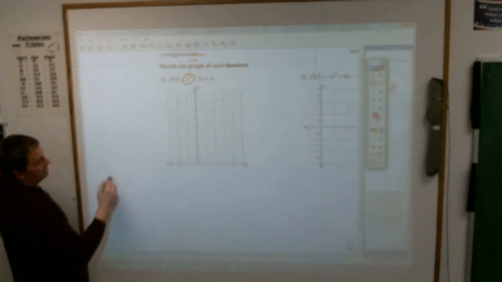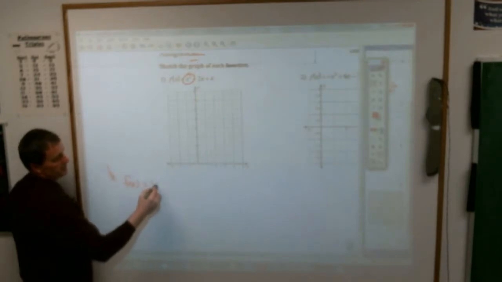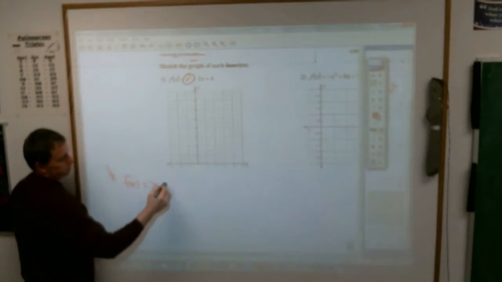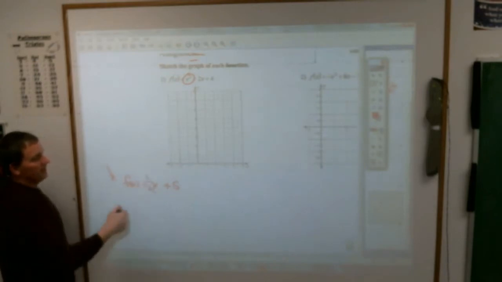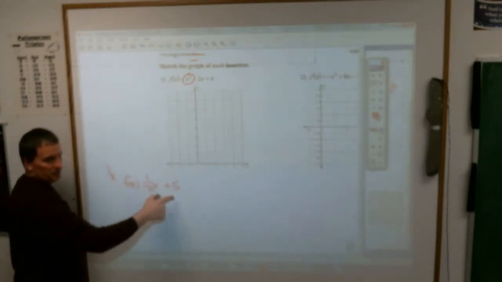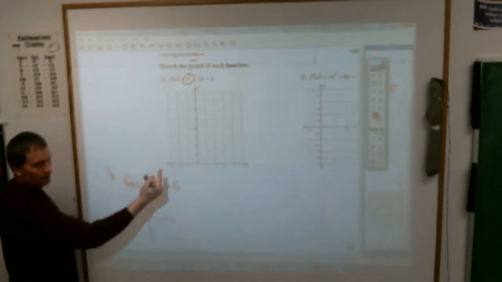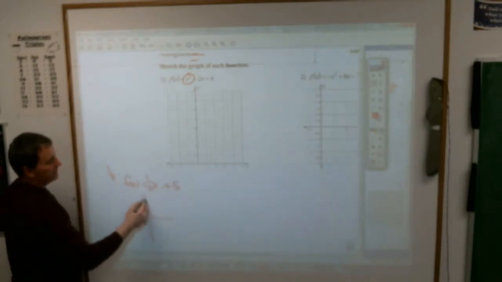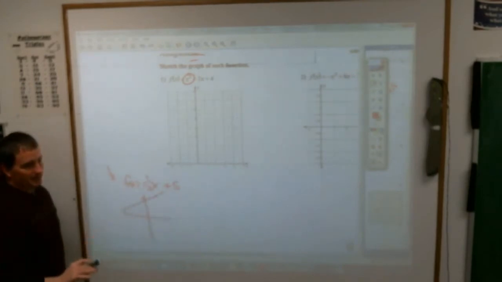If I have f of x, which is the same thing as y, equals 1/2 x plus 5, what does this give me? This is a linear equation. Remember, we solved that one by doing what? Slope-intercept form or standard form or whatever you want to do. Crosses the y-axis at 5. It has a slope of 1/2, so it goes up 1/2. That's the graph of that.